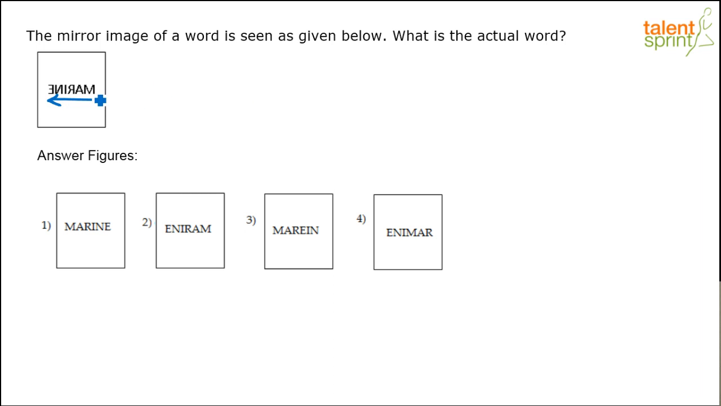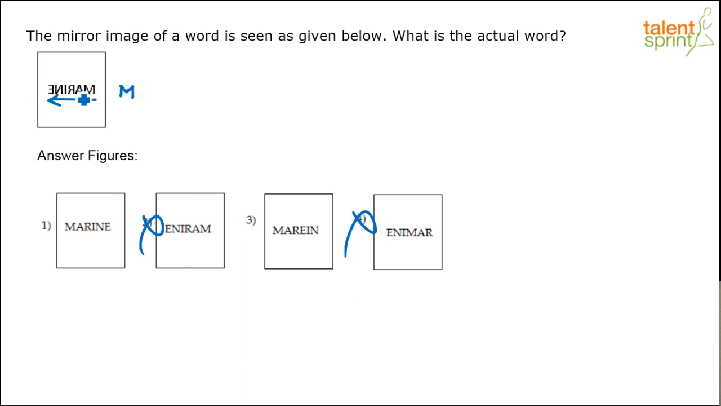So if I read from right to left, what is this? This looks like M, right? Remember, in mirror image, top remains top, bottom remains bottom, but left becomes right and right becomes left. So that's what we're trying to do, interchange left with right. So this is the rightmost element, it becomes the leftmost element and it remains like this. So it should start with M. So clearly option 2 and option 4 are eliminated. What should come after M?